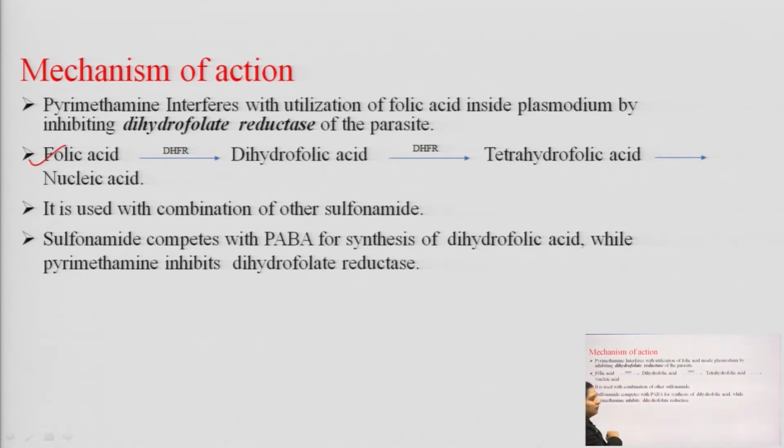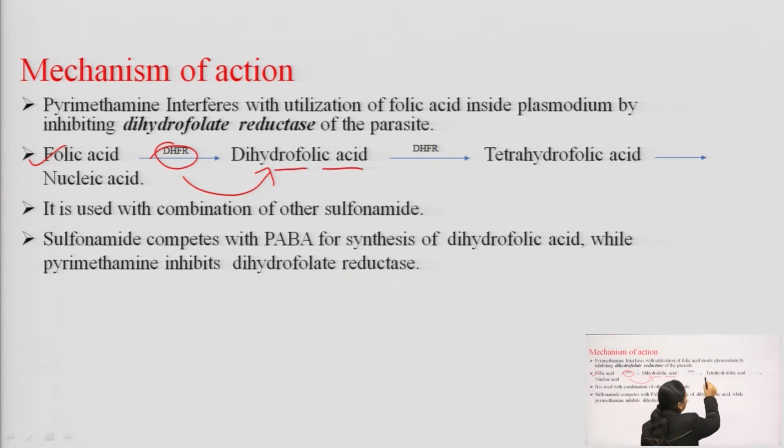This is folic acid. With the help of the enzyme dihydrofolate reductase, folic acid changes to dihydrofolic acid, and in the next step this dihydrofolic acid changes into tetrahydrofolic acid. In the last step, this THFA, the tetrahydrofolic acid, is responsible for the synthesis of nucleic acid.